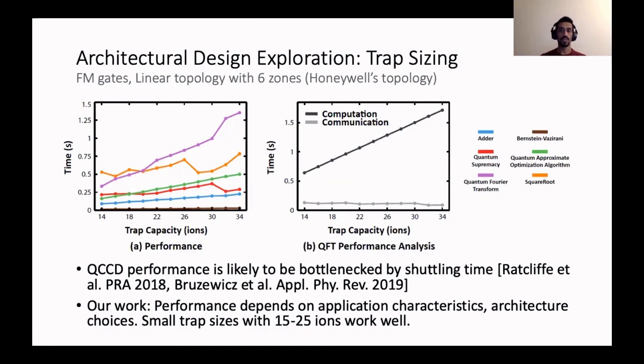So although prior works have conjectured that the performance of QCCD systems is likely to be bottlenecked by shuttling time, our work shows that performance can actually depend very much on application characteristics and on the architectural choices. And we see that small trap sizes like 15 to 25 ions work well and give good performance.